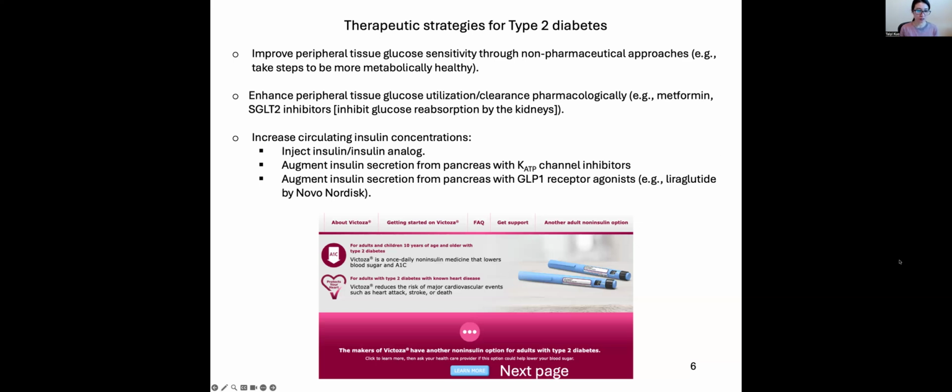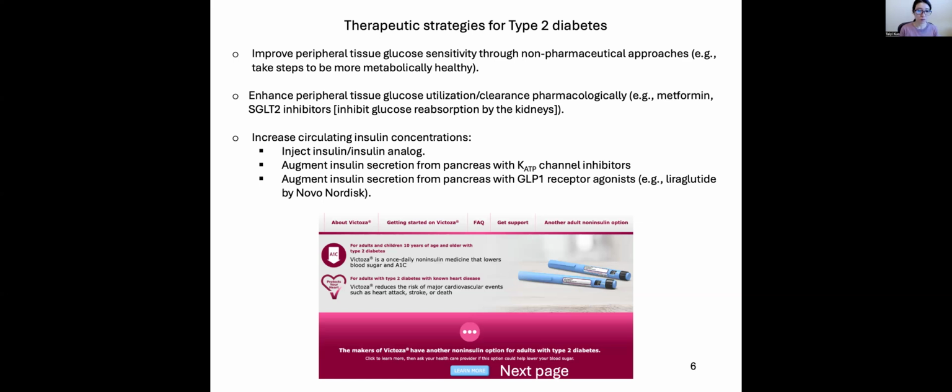And a third category would be to increase the circulating insulin. In the last part of the lecture, we talked about injecting insulin to decrease glucose level, and the modifications to produce insulin analogs enabled us to reduce glucose level either rapidly or through a prolonged period of time.